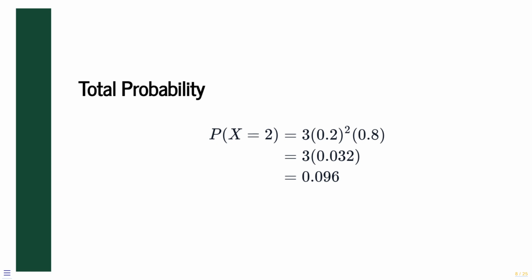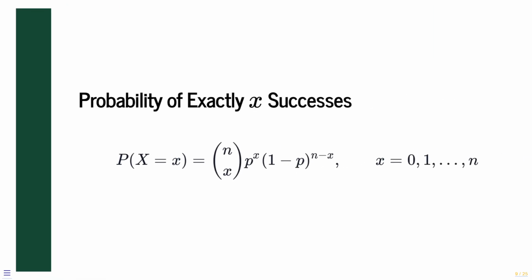This process works for small experiments, but as the number of trials grows, listing every possible outcome becomes tedious. We need a general formula that automatically counts how many ways successes can occur without writing out all sequences. The binomial probability formula solves this problem. The probability of exactly x successes in n trials is given by the binomial formula, which includes a binomial coefficient to count arrangements, multiplied by the probability of successes and failures. This single formula lets us compute probabilities efficiently for any number of trials.